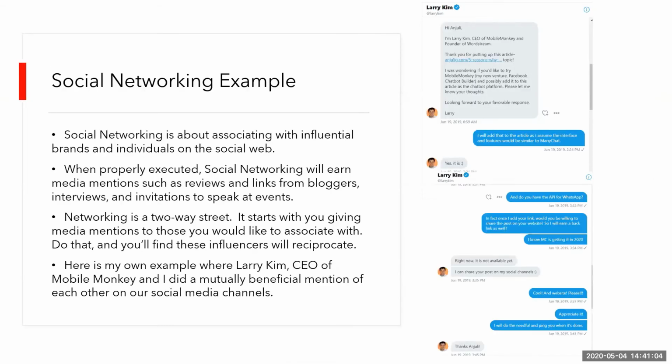Social networking example. Social networking is about associating with influential brands and individuals on the social web. When properly executed, social networking will earn media mentions such as reviews and links from bloggers, interviews, and invitations to speak at events. And networking is a two-way street. It starts with you giving media mentions to those who you would like to associate with. Do that, and you'll find these influencers will reciprocate. Here is my own example, where Larry Kim, the CEO of Mobile Monkey, and I did a mutually beneficial mention of each other on our social media channels.